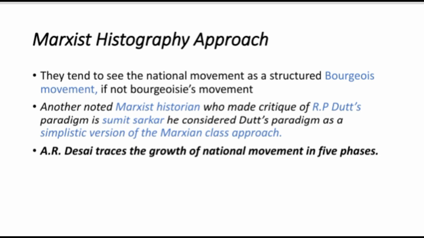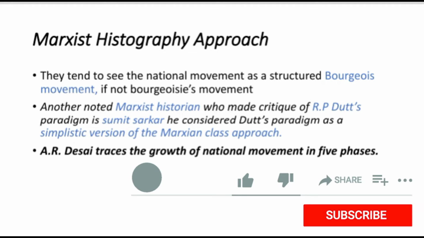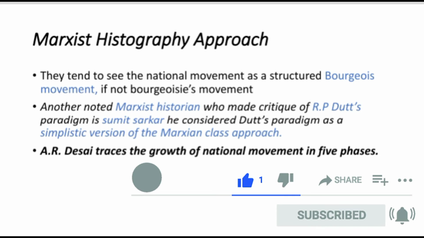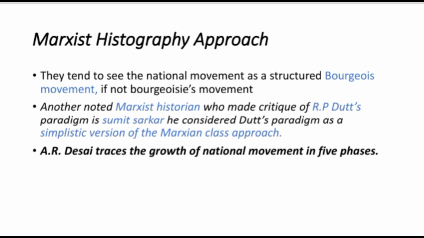Another noted Marxist historian who made a critique of R.P. Dutt's paradigm is Sumit Sarkar. He considers Dutt's paradigm a simplistic version of the Marxist class approach. He looks at the nationalist leaders in the light of an intelligentsia, which acts as a kind of proxy for its yet passive social forces with which it had little organic connection. A.R. Desai traces the growth of the national movement in five phases, each phase based on a particular social class which supported and sustained it. Now, the Subaltern approach to historiography.